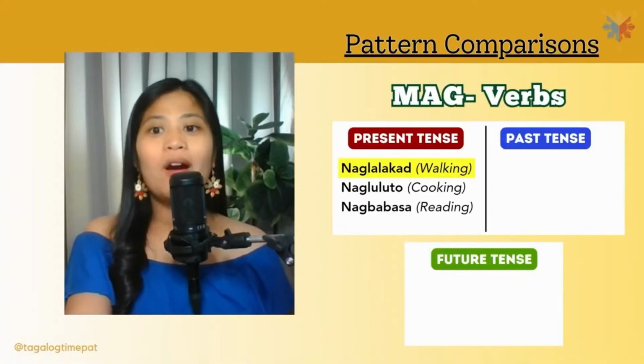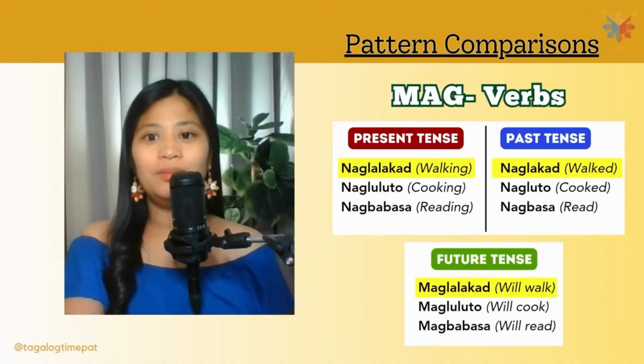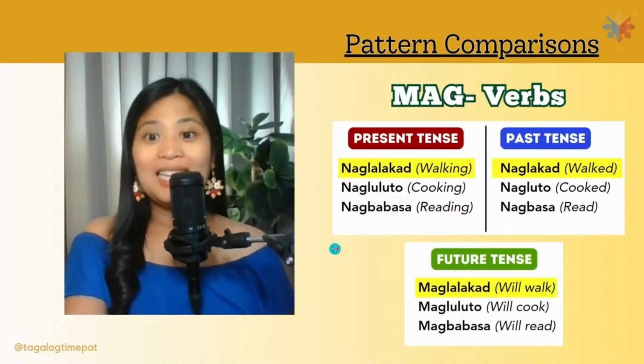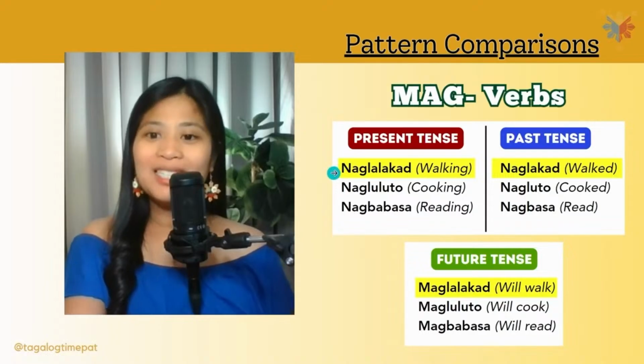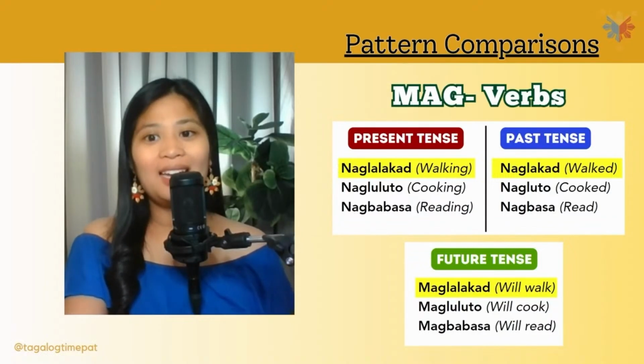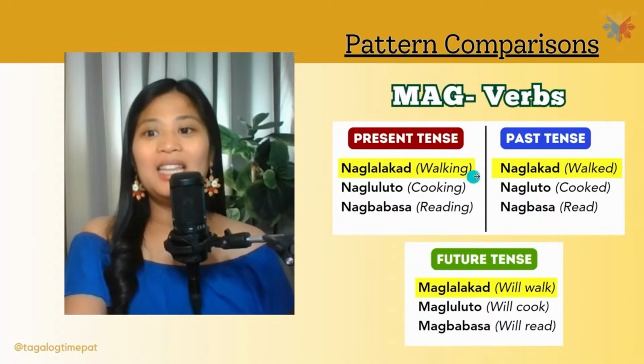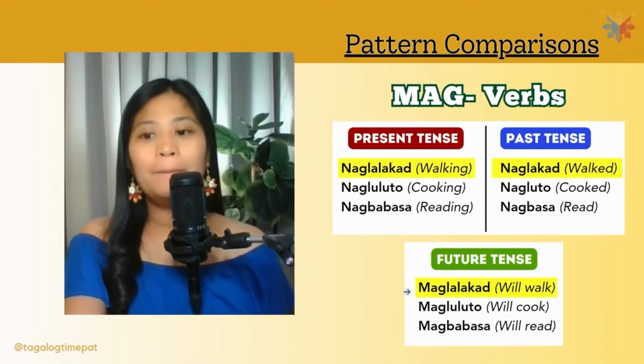So let's compare all of these tenses together. And let's just take a look at the highlighted ones. So in the present tense, to walk, it is naglalakad. That means walking, naglalakad. In the past tense, to walk is naglakad, walked, naglakad. In the future tense, it's maglalakad, maglalakad.